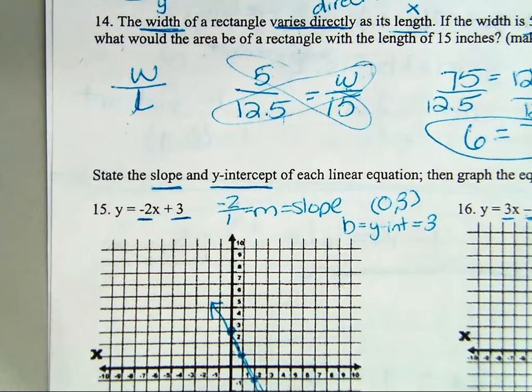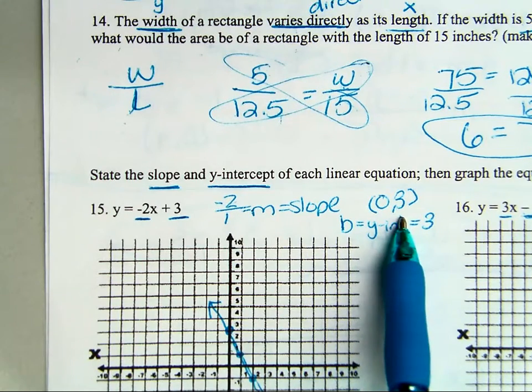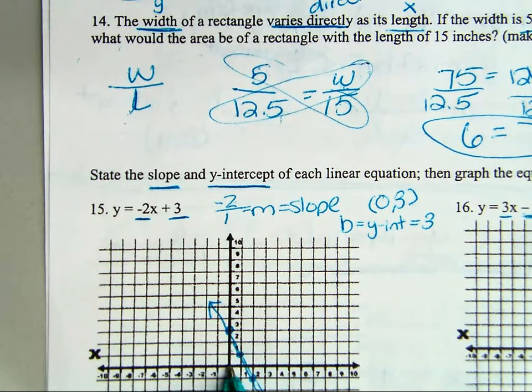I start at the y-intercept because it's a great starting point. I start at the origin, 0, so I don't go anywhere. Up 3. 1, 2, 3.